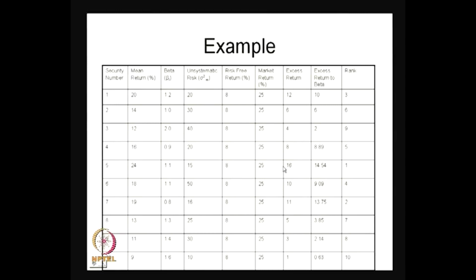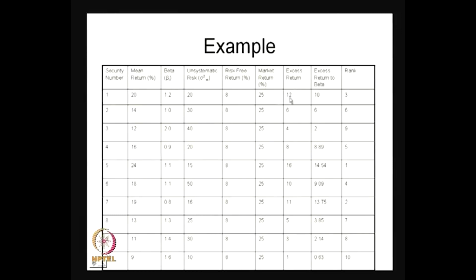Then, it is not the market return, it is the variance of the market, actually the variance of the market return, or the risk of the market return. Then the excess return, that is already your mean return minus the risk free rate of return. 20 minus 8 is 12. Remember, this is not the market return, it is basically the variance of the market return. Please note it down, it is the variance of the market return.